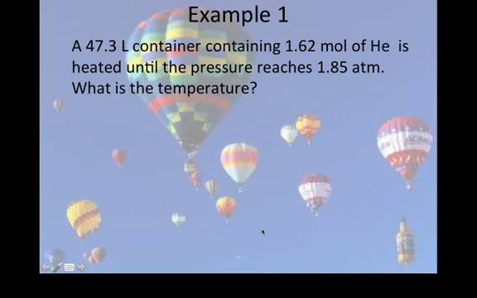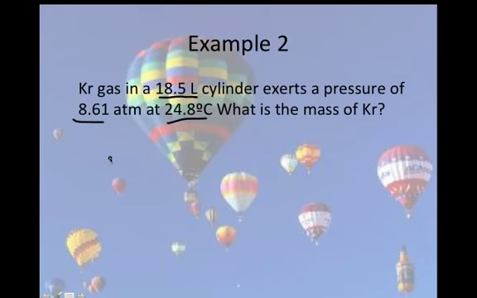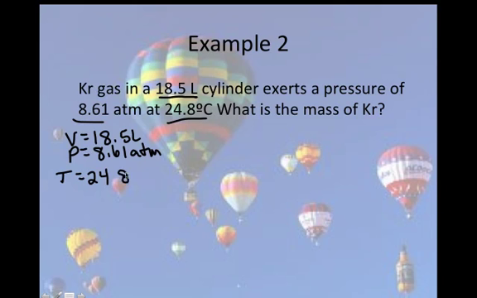Let's work out another one. This time we're going to work with krypton gas. Volume is 18.5 liters. The pressure is 8.61 atmospheres. And then the temperature is 24.8 degrees Celsius. So let's change that right away to kelvins. So we'll call that 297.95 kelvins.